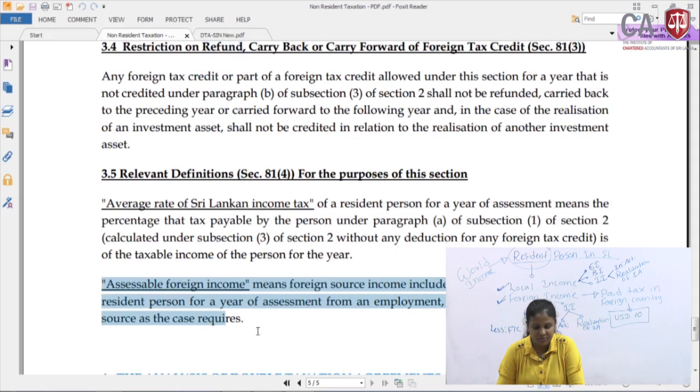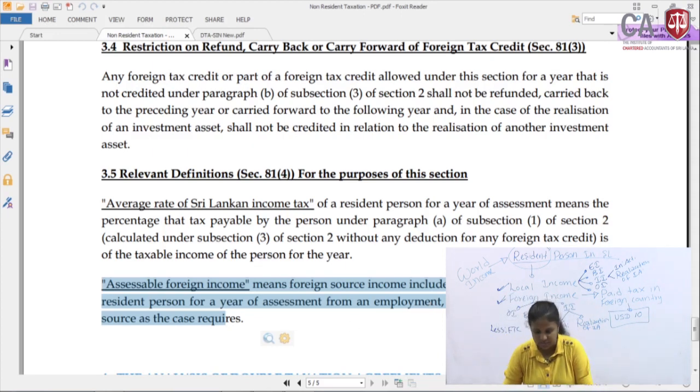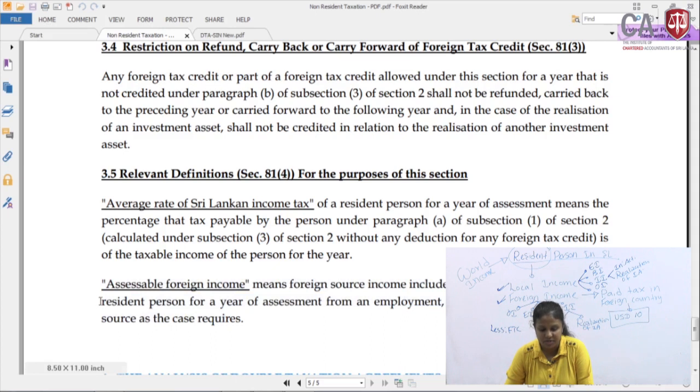What is this assessable foreign income? It means foreign source income included in the assessable income of the resident person for a year of assessment from employment, business, investment or other source, as the case requires. I have explained this, but I have not included other income. If it is there, it should be included as foreign income. Again, I have to highlight, you can see, assessable income of what person? Resident person. Don't forget these core principles. It is talking about a resident person.